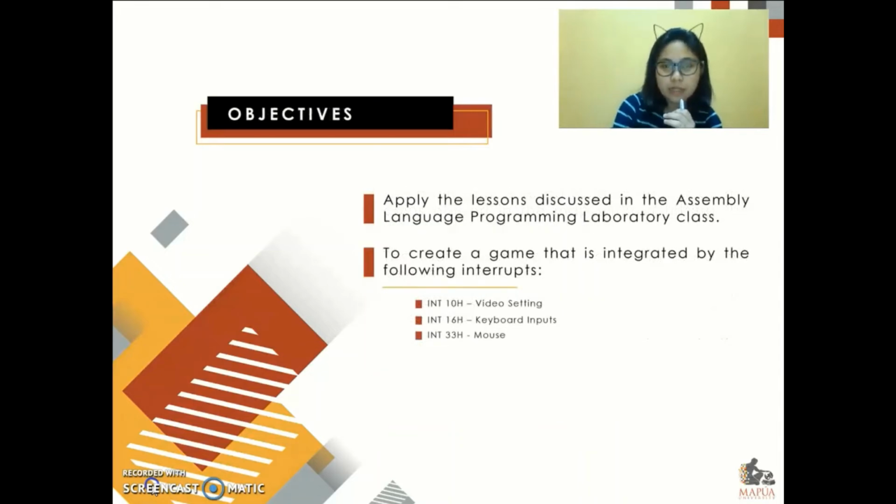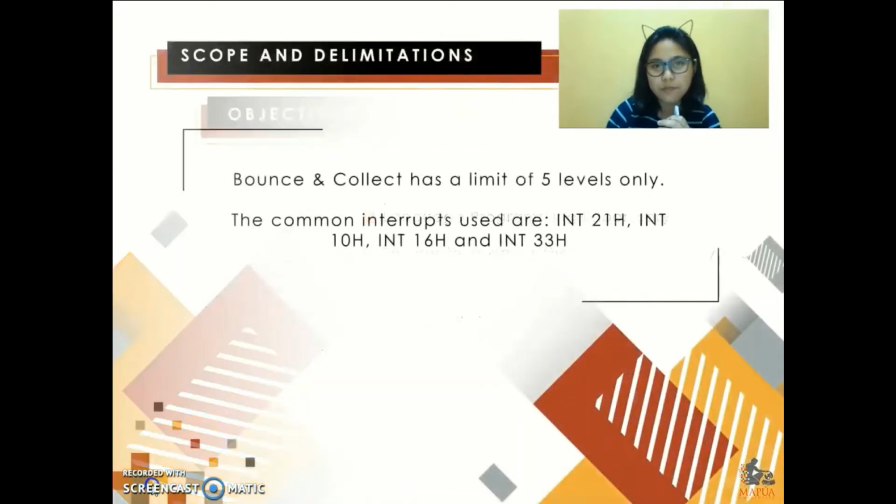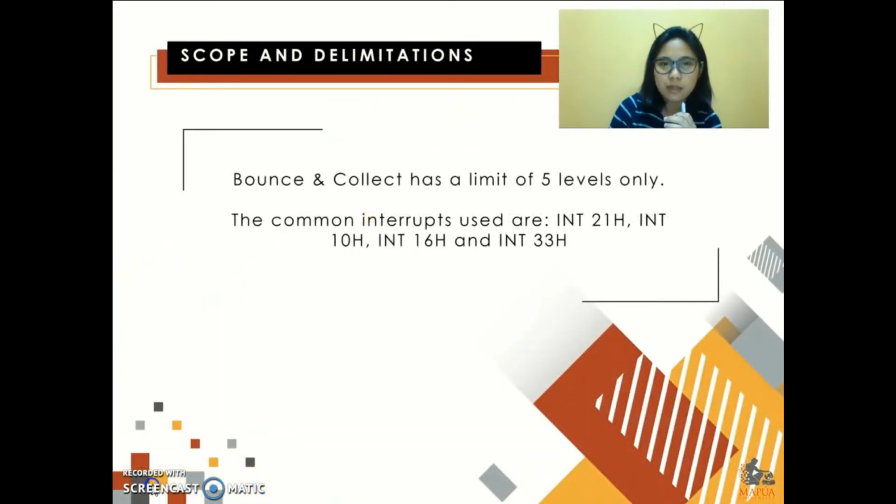For the objectives, the first one is to apply the lessons discussed in the Assembly Language Programming Laboratory class. The second one is to create a game that is integrated with the following interrupts: interrupt 10H for video setting, interrupt 16H for keyboard inputs, and interrupt 33H for the mouse. For our scope and limitations, Bounce and Collect has a limit of 5 levels only, and the common interrupts used are int 21H, int 10H, int 16H, and int 33H.